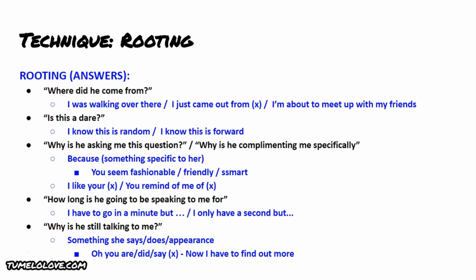In this way, what you're doing is making her more comfortable and letting her know that you're not just here to hang on to this interaction forever. So again, you're just using the idea of a false time constraint. Look, I have to go in a minute, but say whatever you have to say, or I only have a second, but X, Y, Z. So she knows that, okay, cool, this guy's not going to be here forever. He's just going to be here for a minute, or he's only going to ask me this for a second.